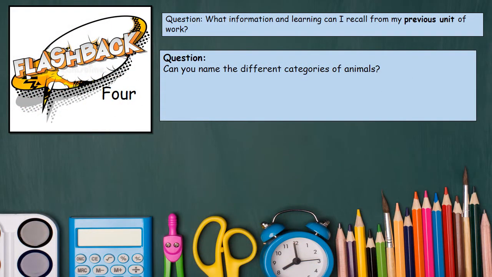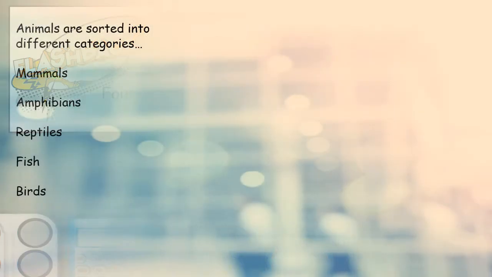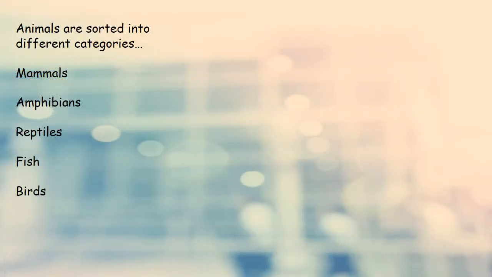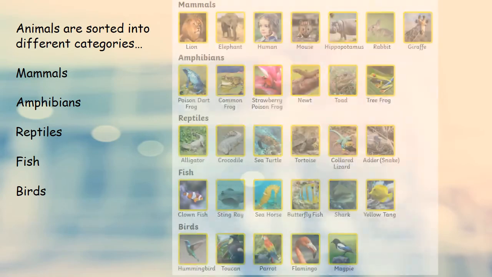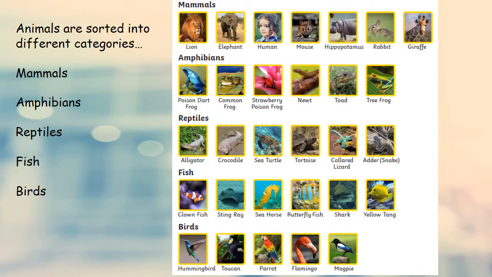What information and learning can I recall from my previous unit of work? Can you name the different categories of animals? Animals are sorted into different categories: mammals, amphibians, reptiles, fish and birds. Here are some examples of animals for each category.